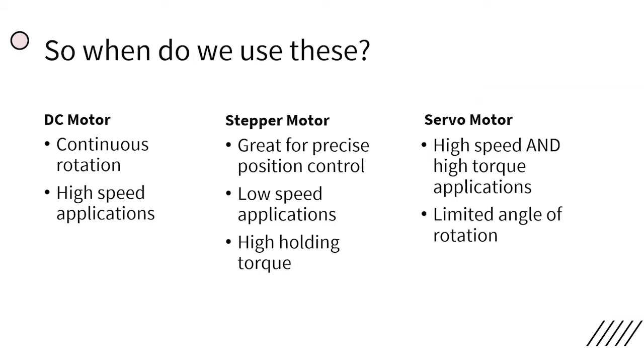This slide is really just to show a more direct comparison of these three. A quick recap is that a DC motor is great for high-speed, continuous rotation applications like wheels. Stepper motors are great for precise position control, but have a typically lower speed, so things like 3D printers that don't really have to move that fast, but need to know exactly where they are. Then a servo motor has high speed and high torque, but you're often limited by the rotation. So things like robotic limbs, and in some cases RCs, also make use of those.